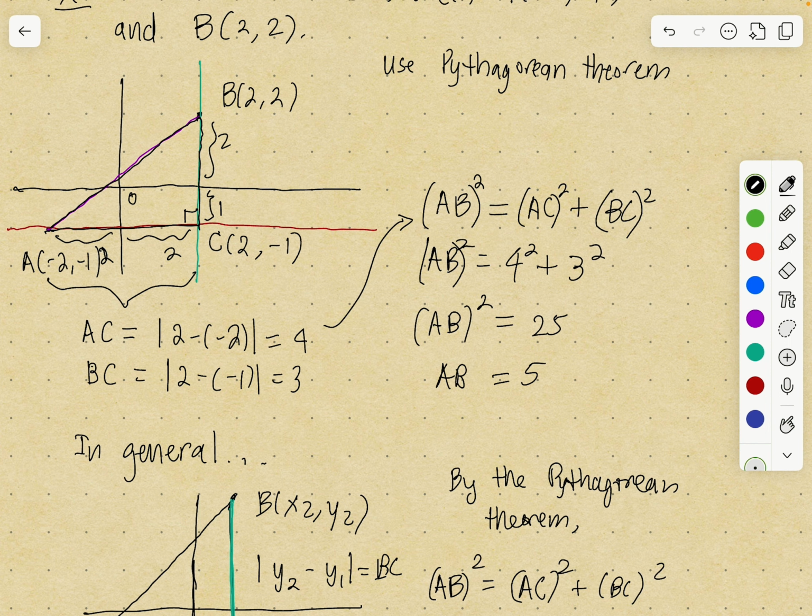So just memorize the method, not necessarily the formula. Okay, thanks.